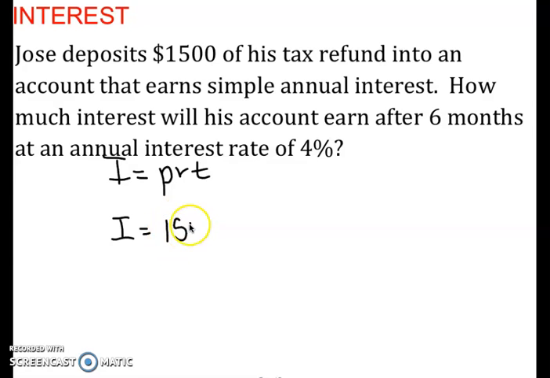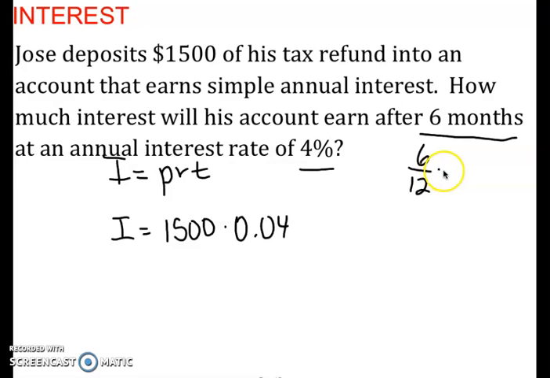We know Jose deposits $1,500 into his account. We know the rate is 4%, so we make that a decimal. Now, the time is 6 months. Remember, we need the time to be expressed in years. So we change 6 months to a year, and it's a half a year. Okay? So then, all we need to do is figure out the interest. We take $1,500 times a 4% interest rate times the half a year, and we realize that Jose earns $30 interest.